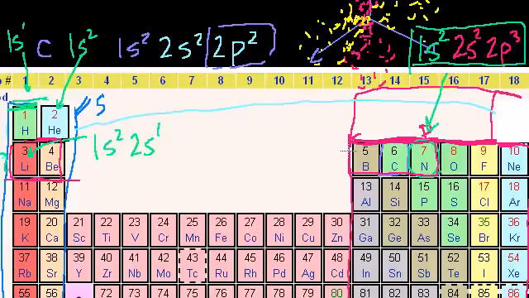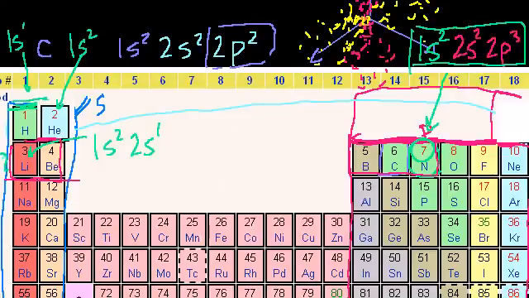Just to make sure you did your configuration right, you count the number of electrons. So 2 plus 2 is 4, plus 3 is 7. We're talking about neutral atoms, so the electrons should equal the number of protons. The atomic number is the number of protons. So we're good, 7 protons. So far, when we're dealing just with the s's and the p's, this is pretty straightforward.